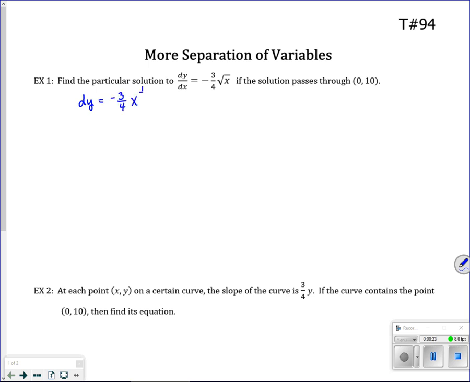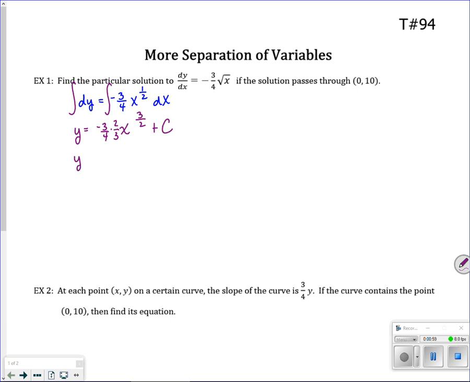I'll go ahead and write that to the 1/2. And dx. After I do that, I will integrate. So I'm going to integrate, and I'm going to integrate. I get y equals. So I have -3/4. I increase the power by 1. So that would be 3/2. I multiply by 2/3. I can't forget my plus c.